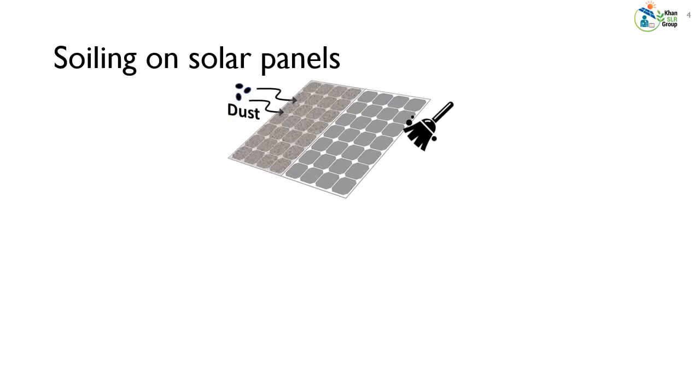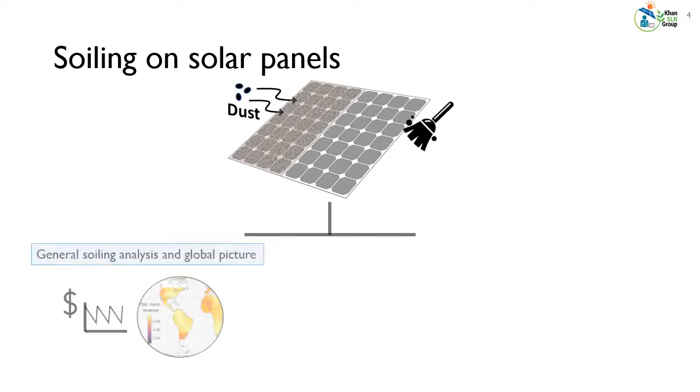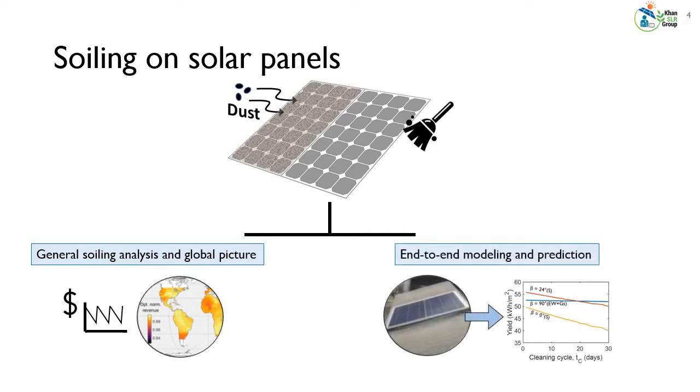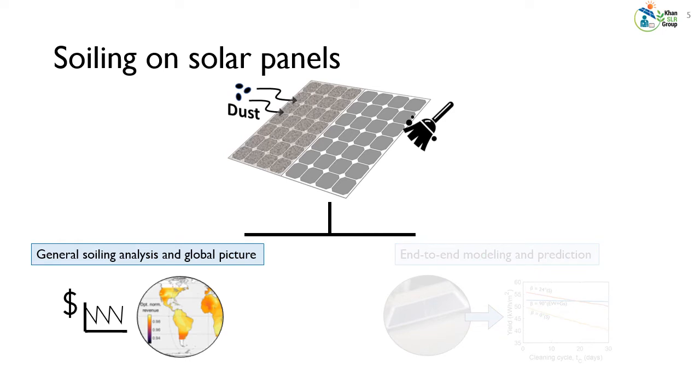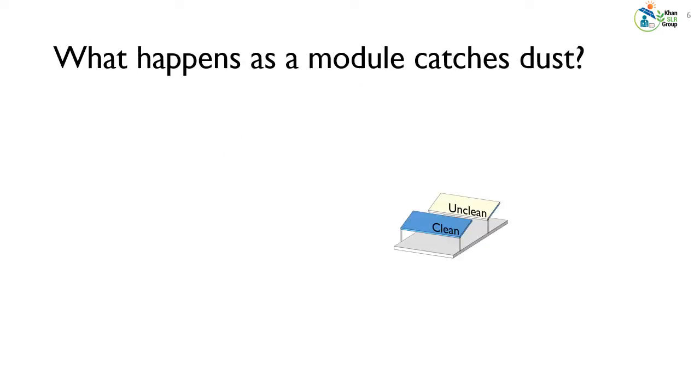Soiling on solar panels, the discussion can be subdivided into two parts. The first is a general soiling analysis and a global picture. And then once you understand the general physics, you can go into end-to-end modeling for specific locations and designs. So let's start with the general analysis.